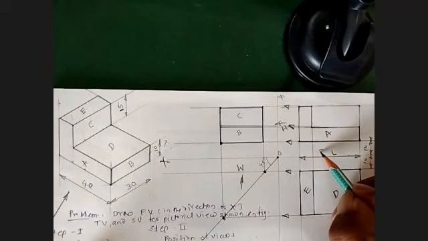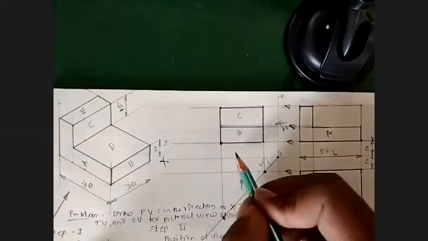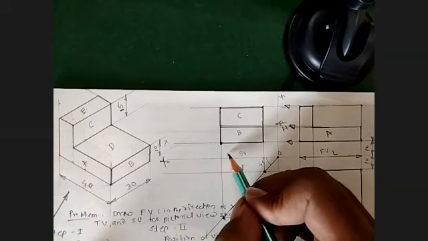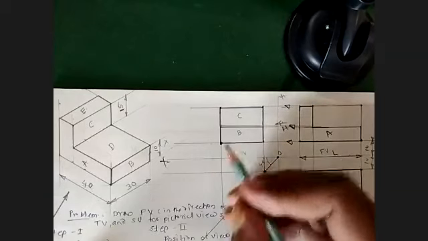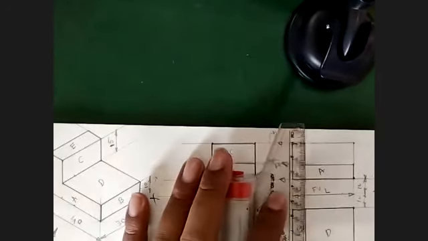Remember, front view, top view, and side view. But side view is nothing but the right hand side view, because you're looking from the right side. Now we have to give the dimensions for this. We have to give the dimensions. See, how can we give the dimensions?